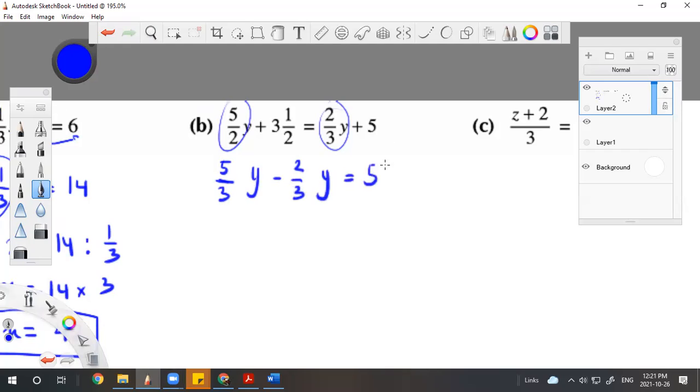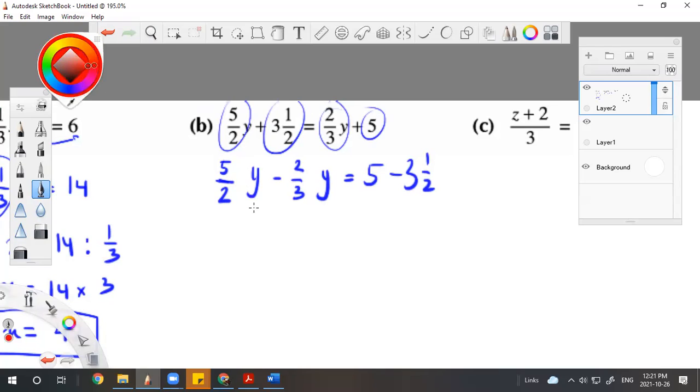See, and then 5 stays and minus 3 1 over 2. Okay, so wait, I did something wrong. 5 over 2, it's not 5 over 3. Okay, so the denominators are still different. What to do now? Make the denominators equal. Multiply 3, multiply 3, multiply 2, multiply 2.